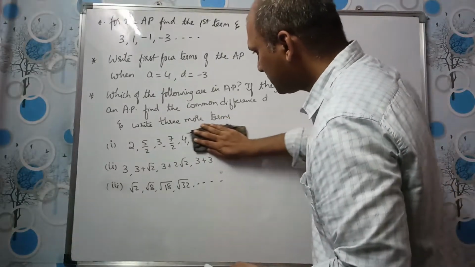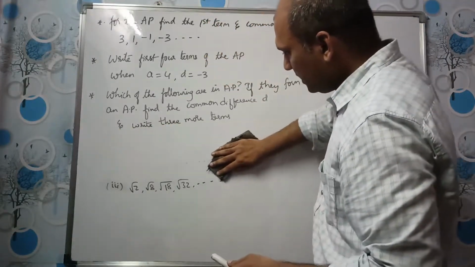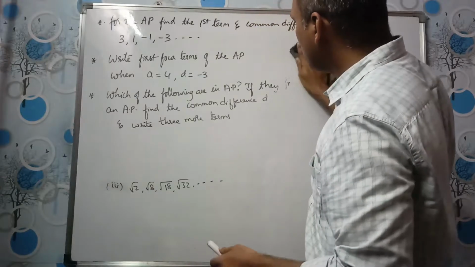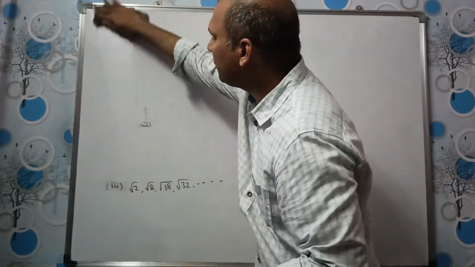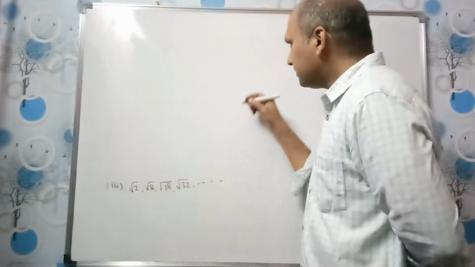Let me rub these problems now. This one is a little confusing. Students will think that this is not an AP. They'll just see the question, they'll not simplify, they'll not find the difference, and they'll come to a conclusion that it is not an AP. But believe me, this is an AP. First term is root 2, root 8 second term, root 18, root 32, and so on.